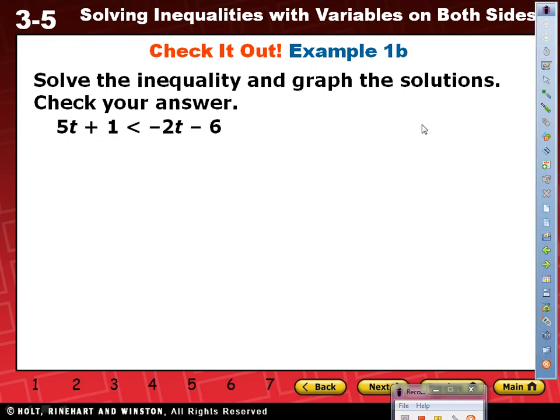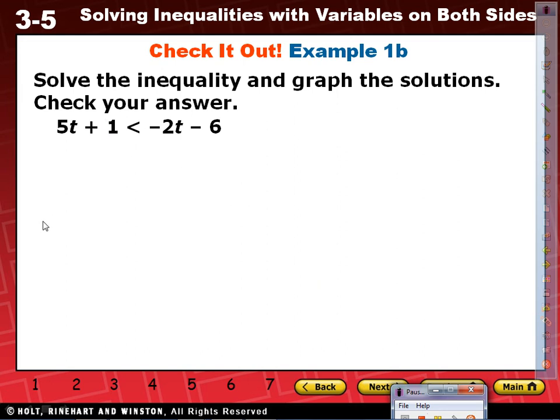Example 1, lowercase b: 5t plus 1 less than negative 2t minus 6. Copy that, please. 5t plus 1 less than negative 2t minus 6. You should be able to do that one also by yourself. Go.